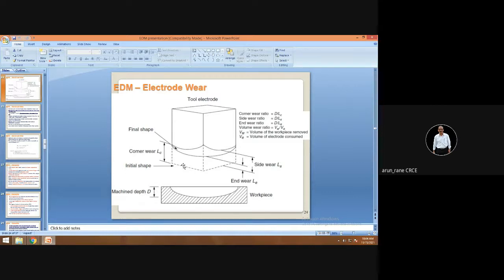Then what is our target? Our aim is that we should have less electrode wear so that it can be used for more number of pieces, and you should have more wear of the workpiece. So what are the different electrode wears? We will see this in the next class.